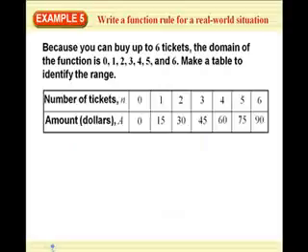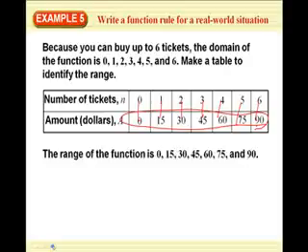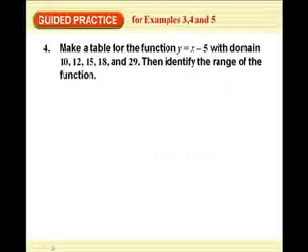0 tickets cost us $0. 1 ticket's 15, 2 tickets are 30, 3 tickets are 45. Notice up here you're just taking the number of tickets times 15 to get the dollars. Okay, so there's our table. To identify the range, the range is right here. So we would write range and you would write all those numbers down.